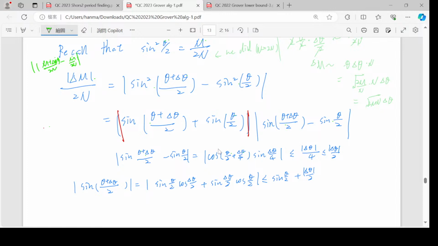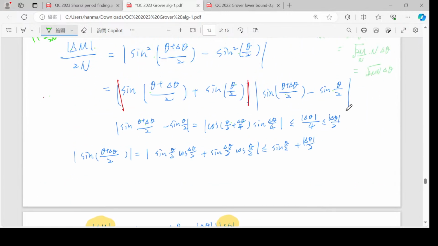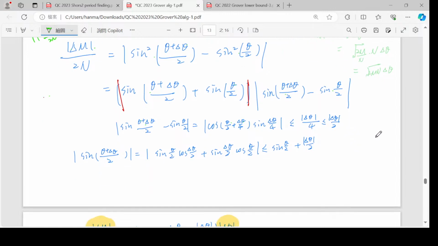Okay, and then we want to upper bound this thing. So we just upper bound the cosine part by 1, and for the sine part we have sine x is less than or equal to x. So we upper bound sine of delta theta over 4 by delta theta over 4, and keep the absolute value. Finally, this is totally extra, but we don't need this to be 4, so we make it 2. This is just whatever.